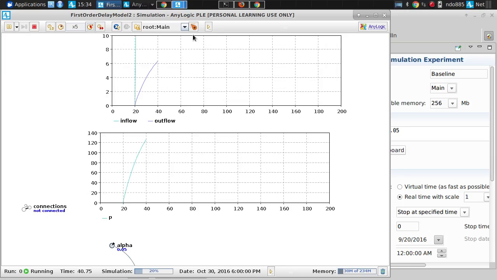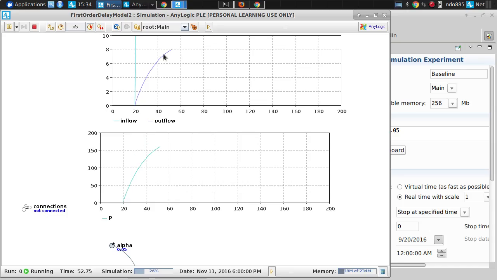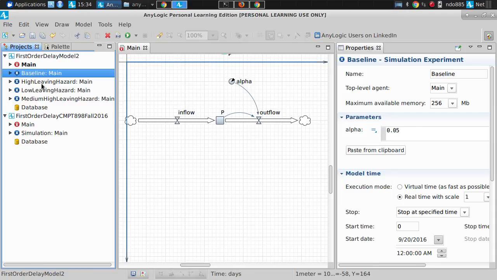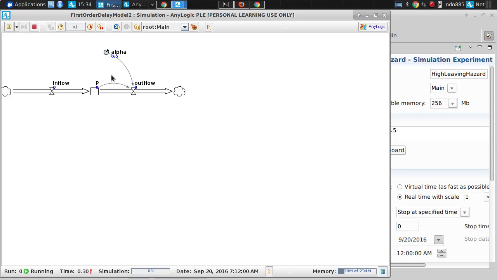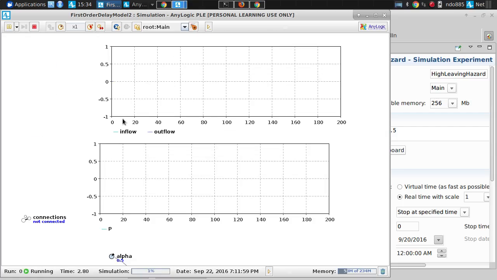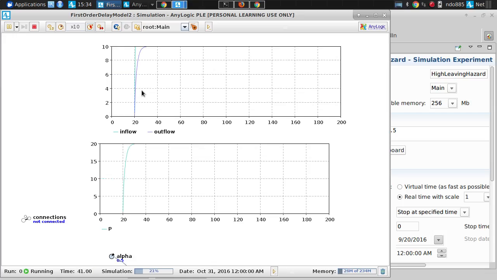It's delayed. It goes up to the level of the outflow eventually, but after a significant delay. In this case, it looks like a delay of roughly 80 time units till it gets very close. Let's try it with the high leaving hazard, 0.5. It's approaching the inflow here, but much quicker. After about 10 time units, it's extremely close to the outflow.